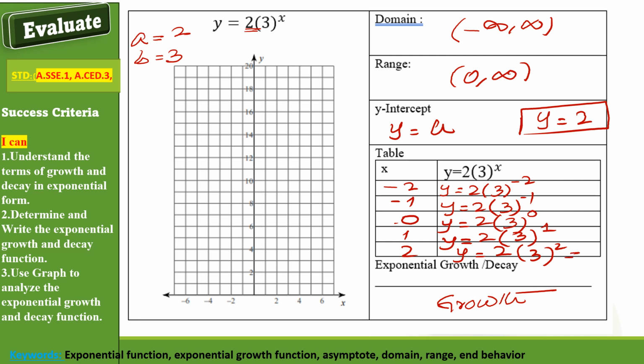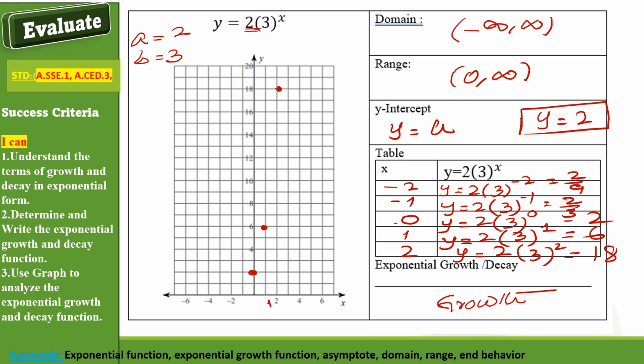So 9 times 2 is 18, 3 times 2 is 6, and this is our 0, and it will give us 2 over 3, and this will give us 2 over 9, and whatever the values are in decimals. Okay, now try 0, 1 and 2. So on the 0, the answer is 2. When it is 1, the answer is 6. And on the 2, the answer is 18.